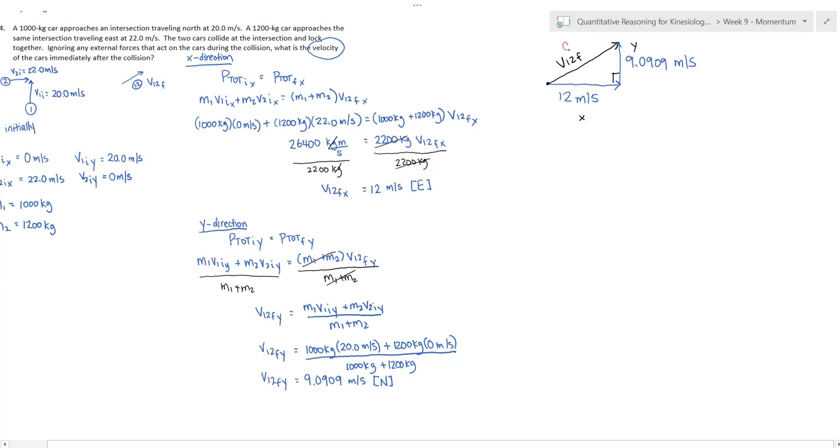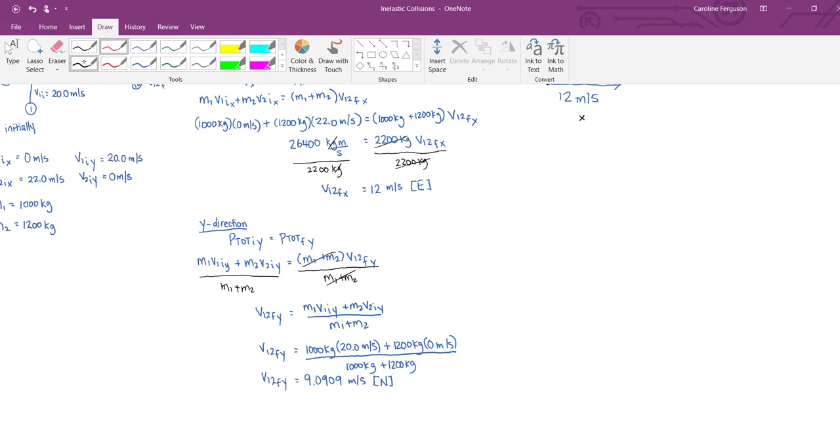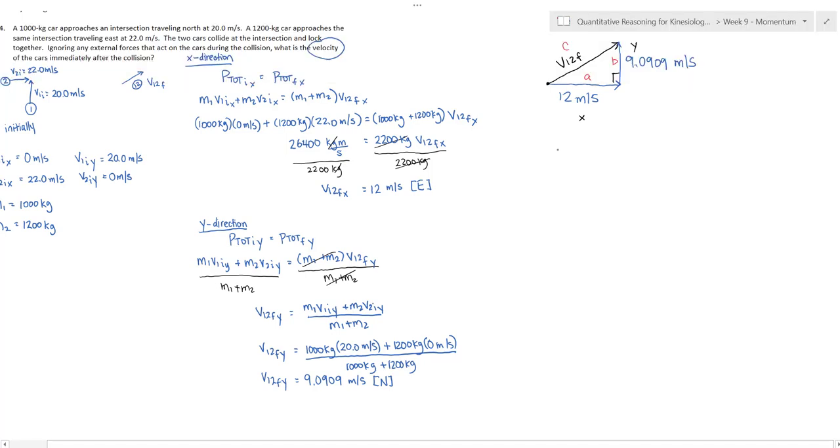The hypotenuse has to be C, and the other two sides can be A and B. It doesn't matter which is which. So let's say this one's A and this one's B. Pythagorean theorem is just A squared plus B squared equals C squared. My A is 12, plus B, which is 9.0909, squared, equals C. My C is called V12 final squared.